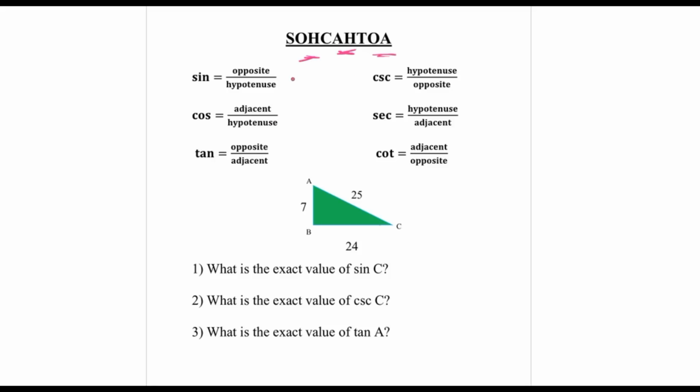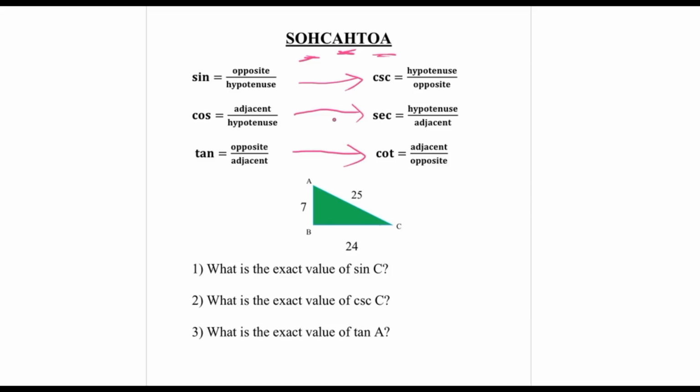The inverse of sine is cosecant. That just flips everything. Instead of opposite over hypotenuse, it's hypotenuse over opposite. Cosine is adjacent over hypotenuse. Its inverse is secant. And the inverse of tangent is cotangent.